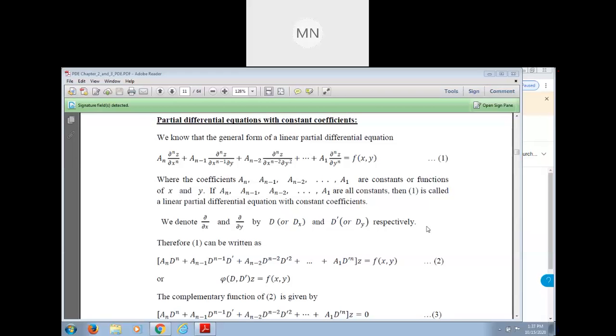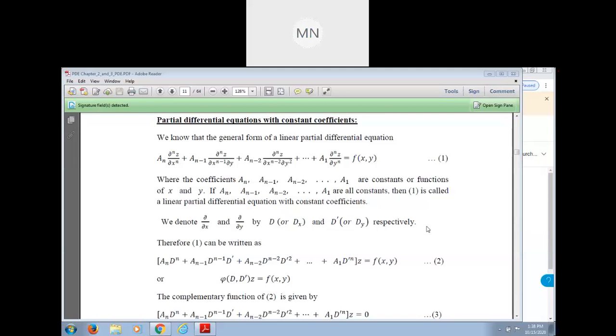x comma y, are they dependent or independent variables? Dependent or independent? Say properly. Dependent, ma'am. No, not dependent. It is independent.